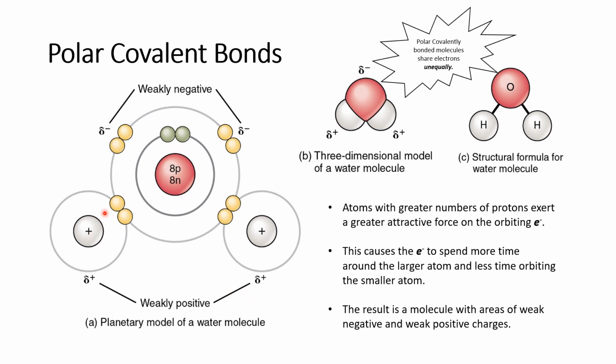Now, the atoms themselves are not charged. They're not ions because they're still sharing electrons, they're just not sharing equally. So we create poles, P-O-L-E, poles, with a weakly negative side and a weakly positive side. So since there is an unequal sharing of electrons, these are polar covalent bonds. In the previous slide, there was equally shared electrons, so those are nonpolar covalent bonds.